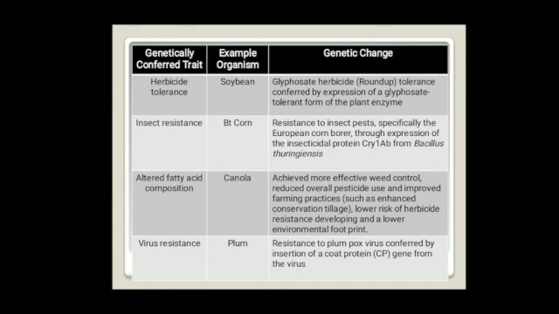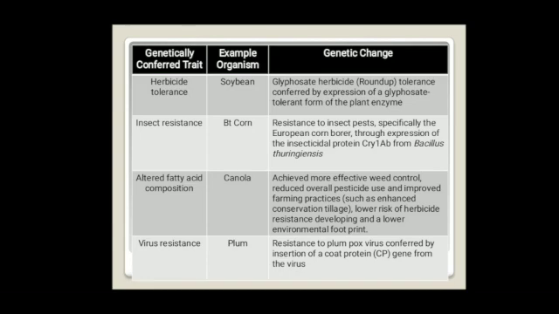Number 1, soybean. It has a genetically conferred trait of herbicide tolerance. Glyphosate herbicide tolerance is conferred by expression of a glyphosate-tolerant form of the plant enzyme. Number 2 is BT corn. It has a genetically conferred trait of insect resistance. It is the resistance to insect pests, especially the European corn borer, through expression of the insecticidal protein.